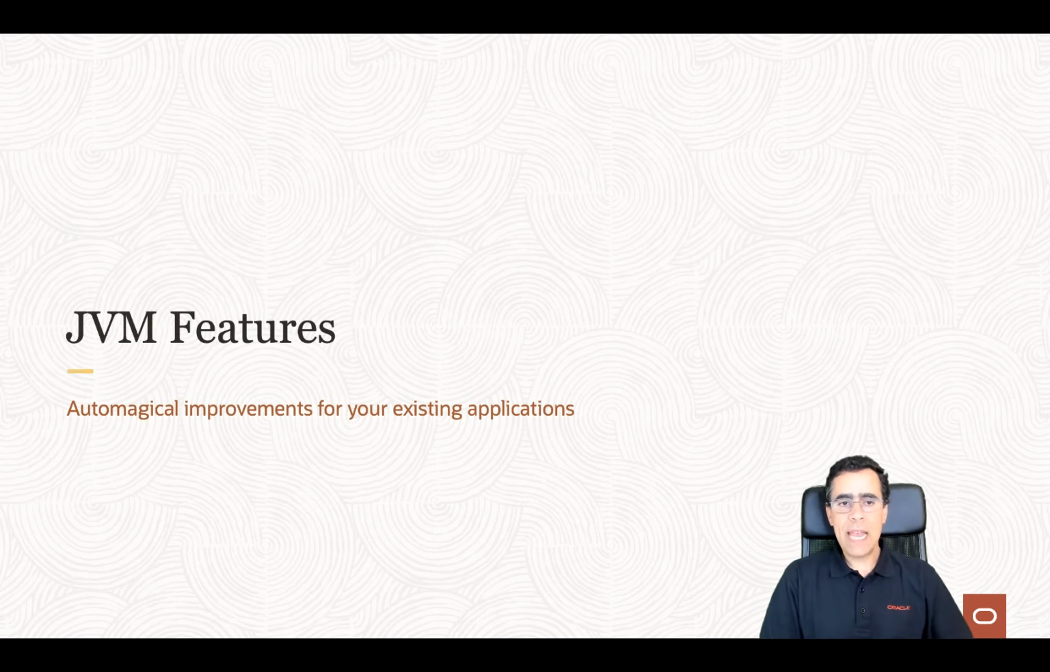Now, while changes to the language make it easier to write new code, changes to the Java virtual machine are often improvements that will benefit everybody, even people that are just grabbing code compiled in earlier versions and are now running it as is on the newer version. JDK 16 brings us two new changes to the JVM.